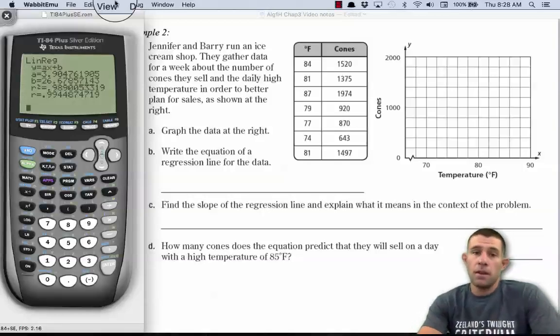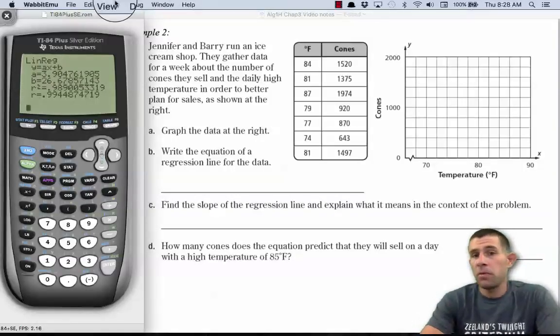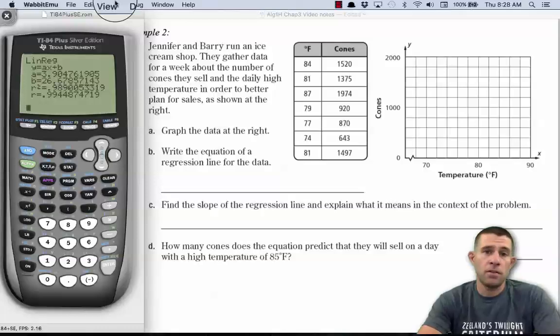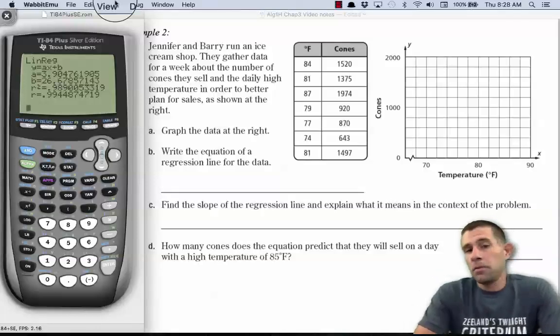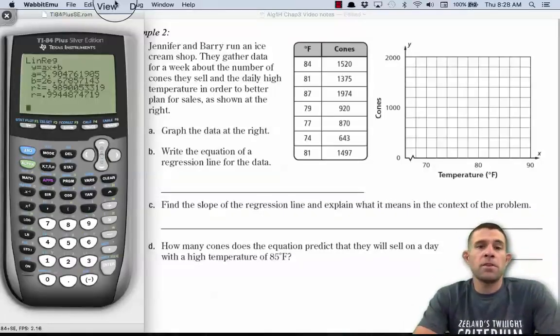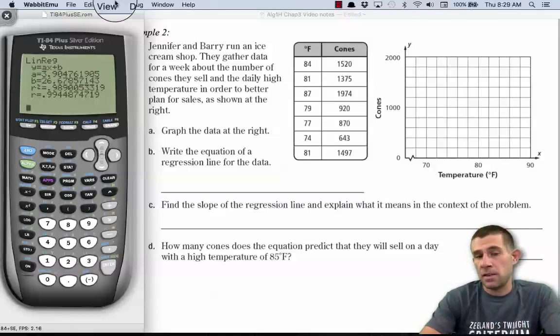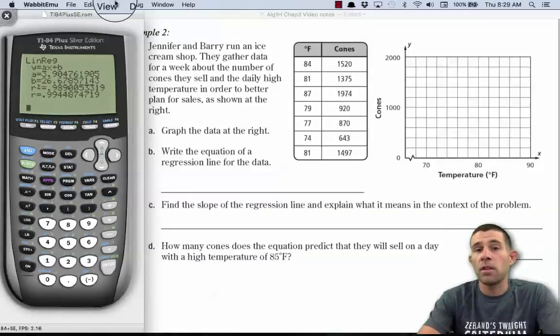All right, let's take a look at another example and become a little bit more familiar with how to enter these values into our graphing calculator. In example 2, we see Jennifer and Barry are running an ice cream shop. They gather some data over the weeks, the number of cones they sell and the daily high temperature. They want to know if there's a linear relationship.